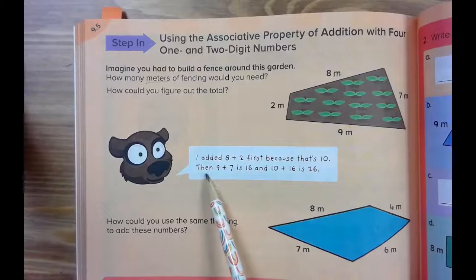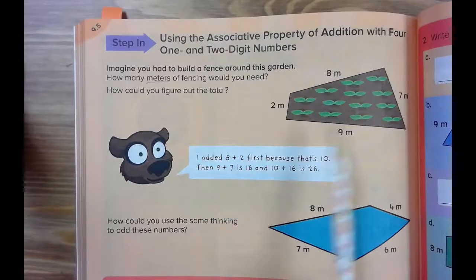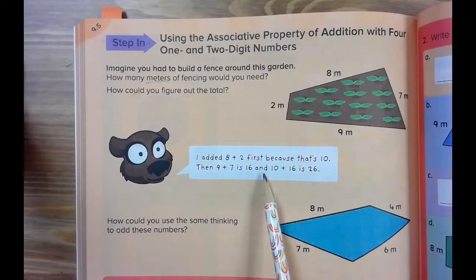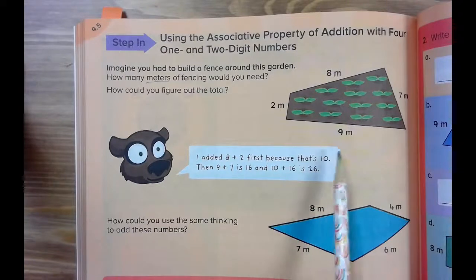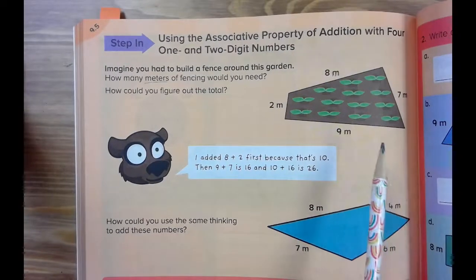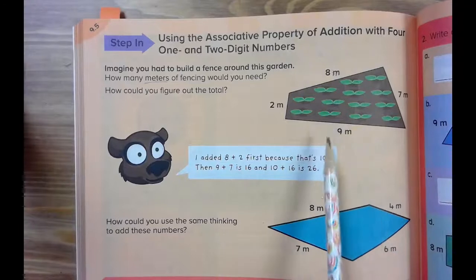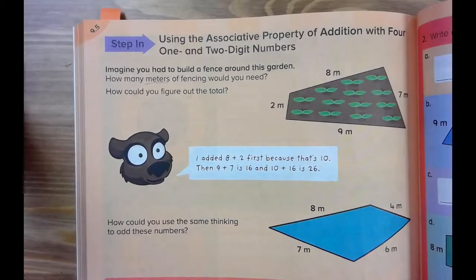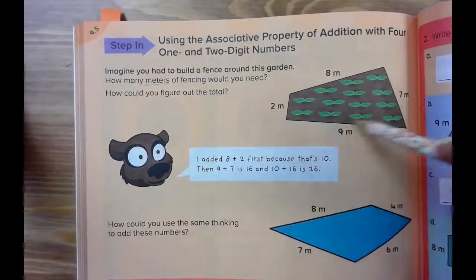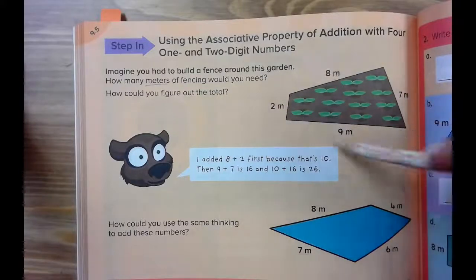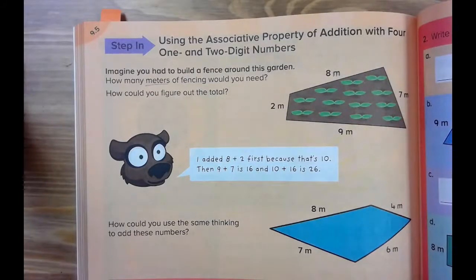Then they added 9 plus 7 because those are our other two measurements. So they found that 9 plus 7 is 16, and 10 plus 16 is 26. Then we want to know the whole perimeter. We want to know how much fencing we need all around this garden. So we added up all 4 measurements, which gives us 26. So now let's take a look.